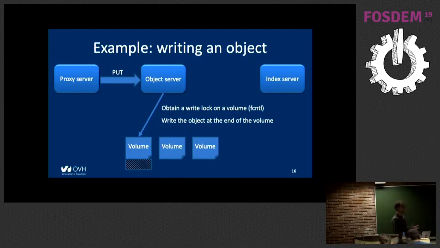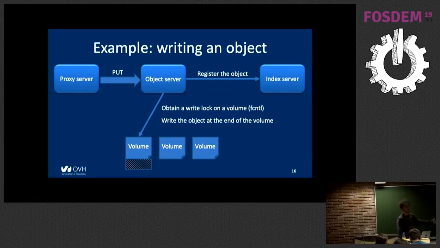Sync data, fsync, or actually fdatasync in that case. And finally, it registers the object in the index server. So what do I mean by that? We wrote our file somewhere in a volume. We need to be able to quickly retrieve that location later. So we send the index server the name of the object and its location, which is the volume and the offset where we can find the object in that volume.